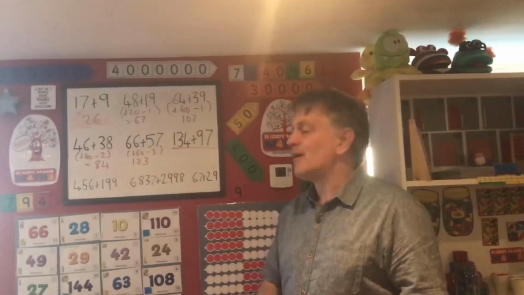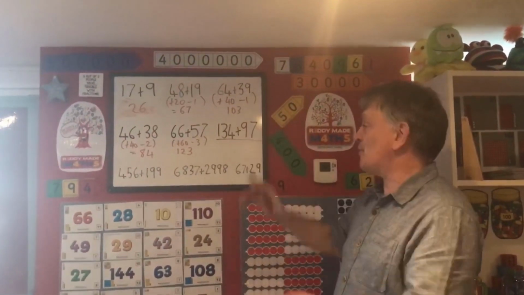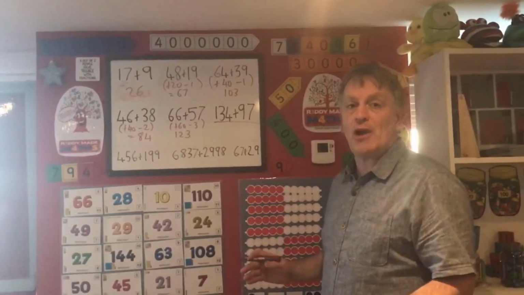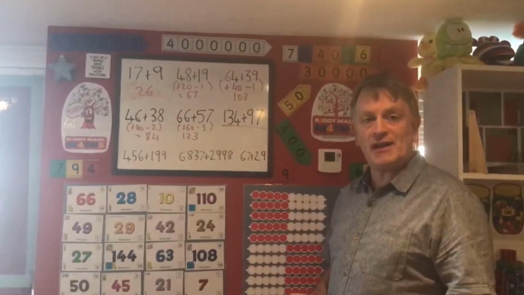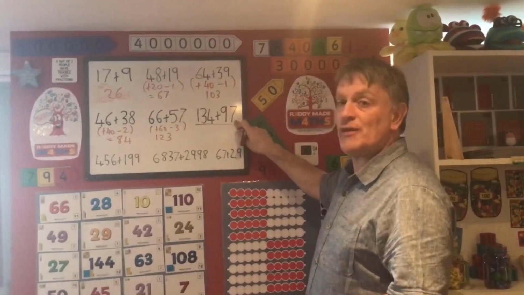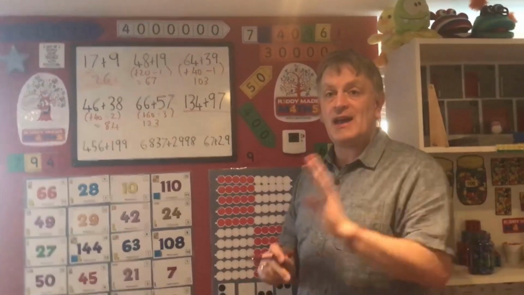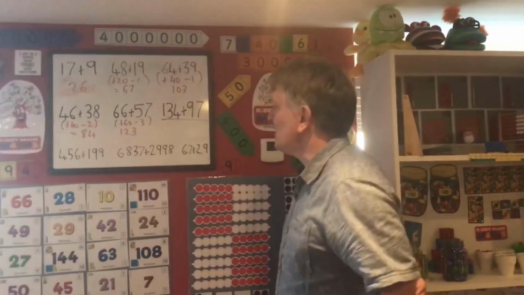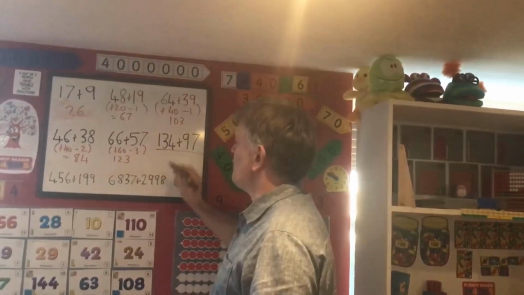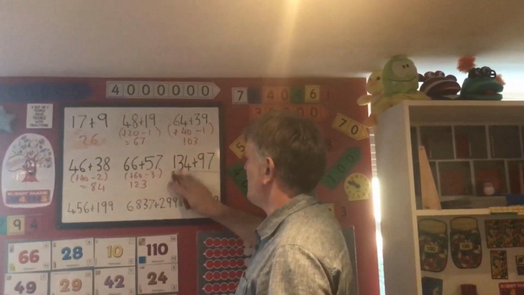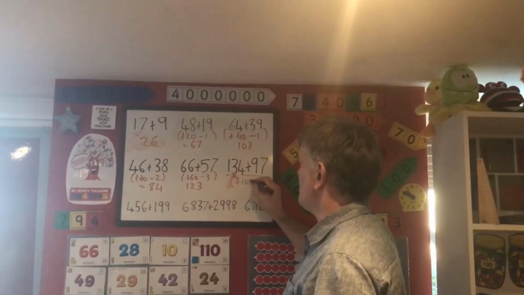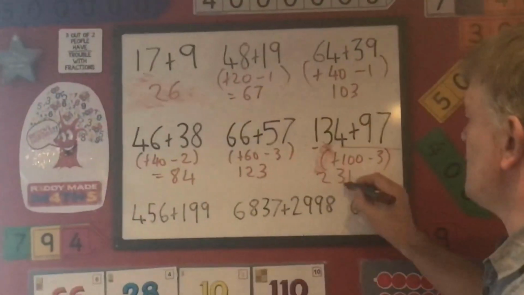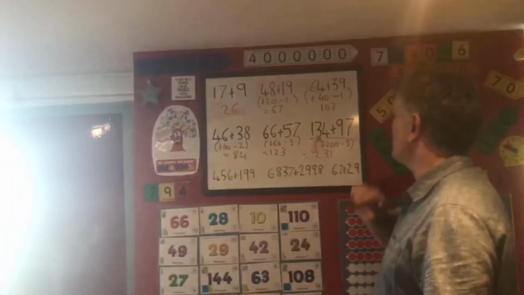Add 97. Imagine what most children are doing at this point. They're immediately, oh, it's big numbers, stick it in a column and start doing a column method. How many children are still doing that in year 4, 5 and 6? What should they do? Recognise straight away, 97 is 3 away from 100. 134, add 100 is 234. Subtract the 3 is 231. I'll write the strategy first. Add 100, subtract 3, and we're going to get 231. Okay.